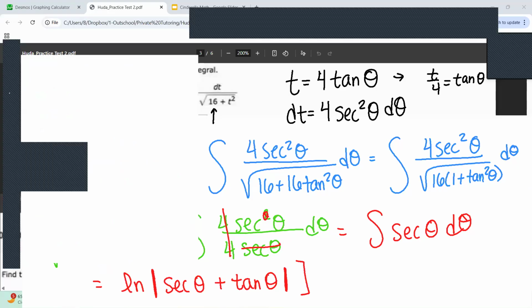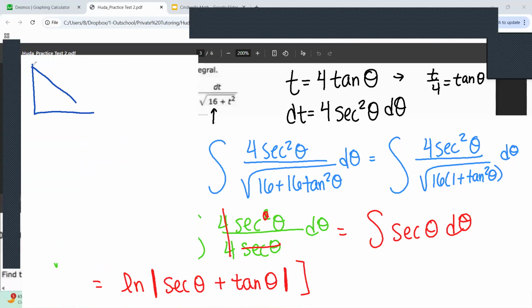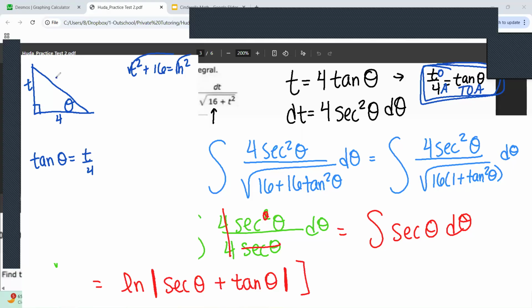Let's make a triangle. Right triangle, put your theta, and we, right here, over in the dark navy blue box, tan theta is t over 4. So ka toa, tan is toa, so opposite is t, and adjacent is 4. Okay, so again, that came from tan of theta being t over 4. Let's go ahead and get the hypotenuse. Using Pythagorean theorem, that would be t squared plus 4 squared, so 16 is hypotenuse squared. Take the root, take the root. So our hypotenuse is root t squared plus 16.